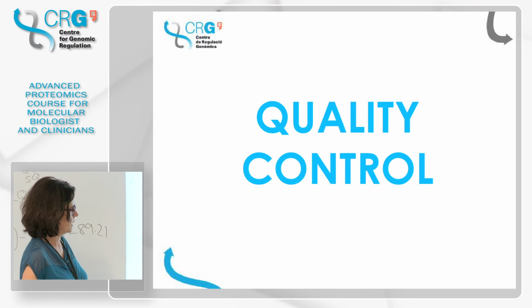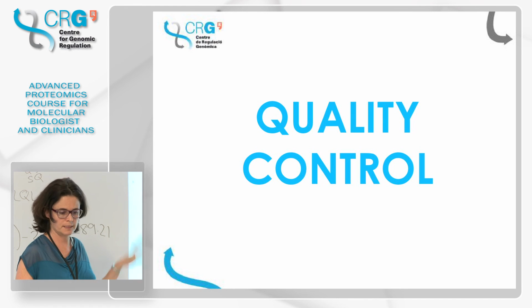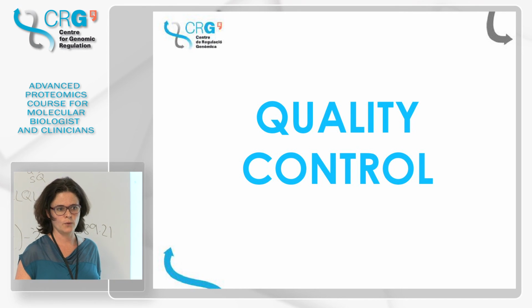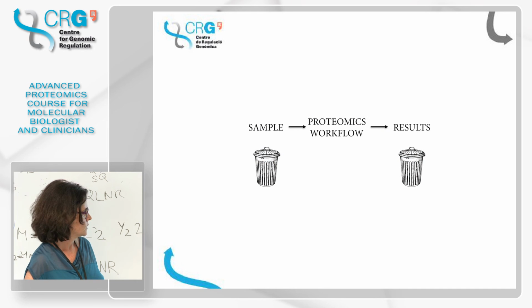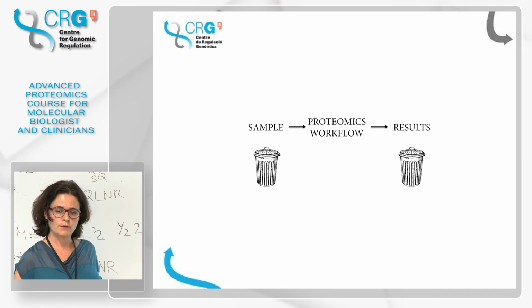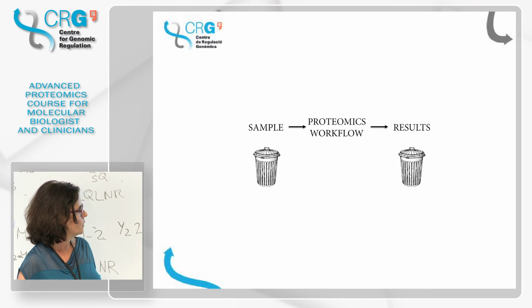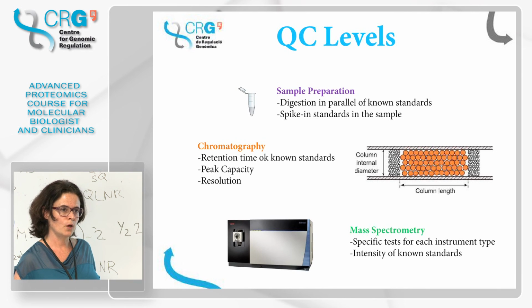And now we are going to continue with some overview, very short, very basic, just to make you conscious about this topic, which I think we all need to be aware of, which is the quality control that we need to do in our experiments. So as we have seen, if we put garbage in, we will obtain garbage. So we need to do quality control at different levels, to know when we have a problem.